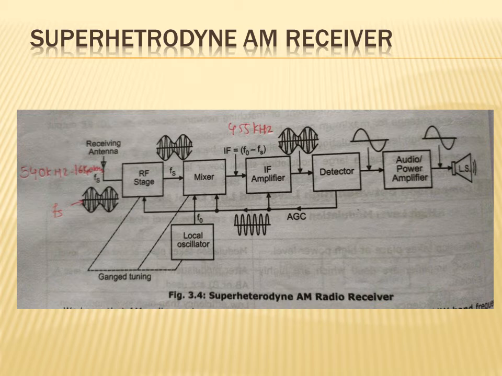Next, this signal is given to the IF amplifier. The IF amplifier amplifies the intermediate frequency signal. The amplified signal is given to the detector. Detector is used to perform demodulation. In this process, we are removing or suppressing the carrier signal and the modulating signal is obtained. Output is given to the audio and power amplifier.